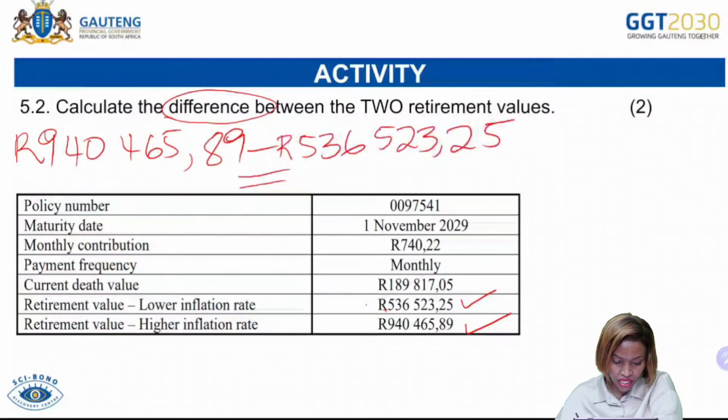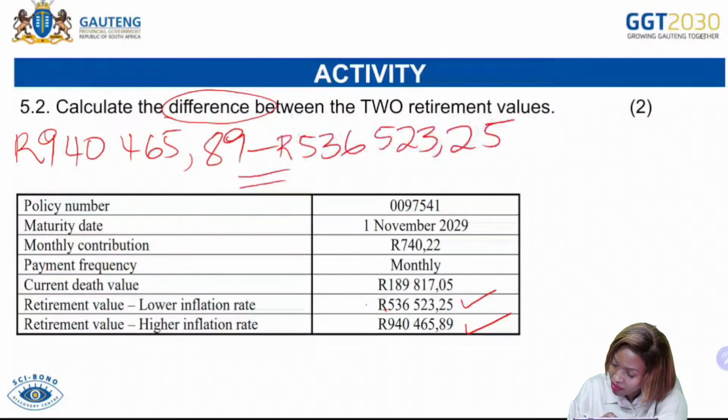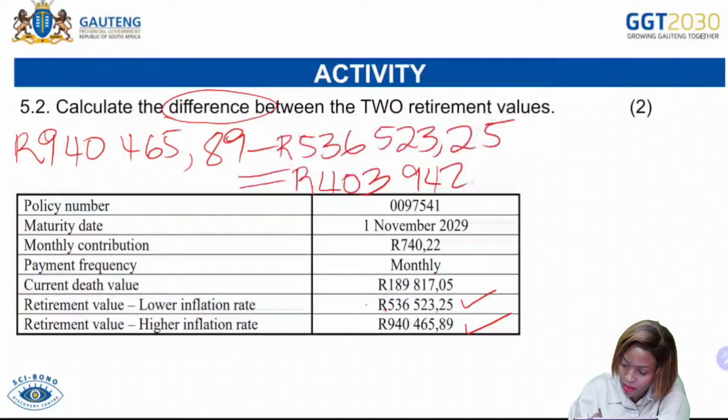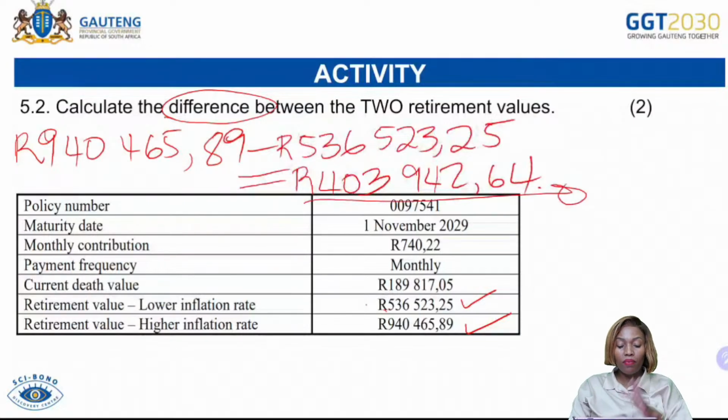You say 940,465 and 89 cents. We minus 536,523 and 25 cents. And the answer that I'm getting there, it is 403,942 rand and 64 cents. So this is the difference between the two retirement values. Difference means what? Subtract.